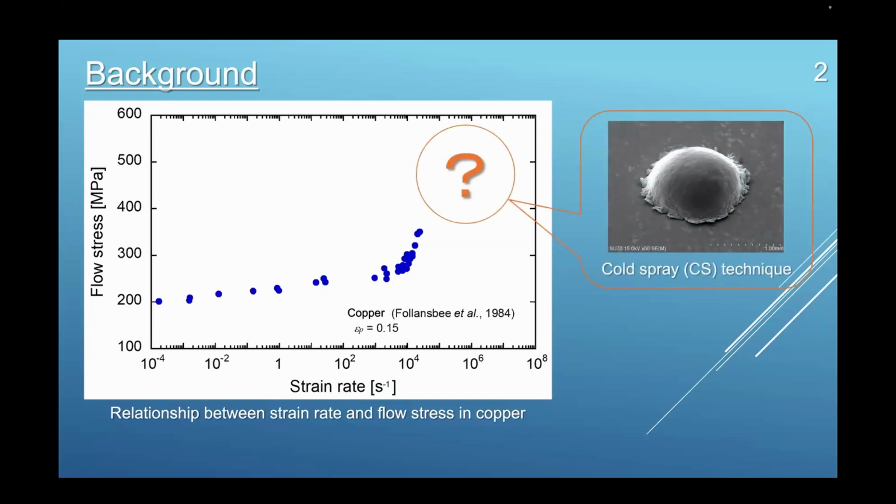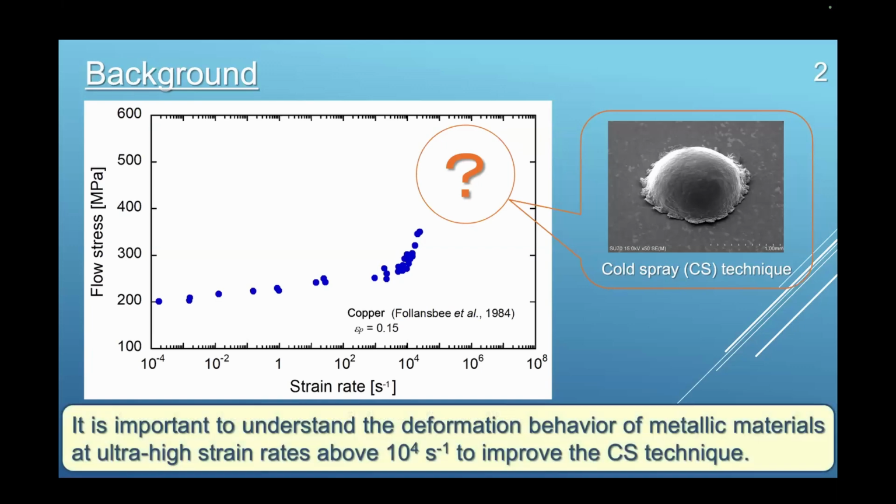Cold spray is one of the coating techniques based on the severe plastic deformation of small particles at ultra high strain rates of more than 10 to the fourth power per second. So it's important to understand the deformation behavior of metallic materials at ultra high strain rates to improve the cold spray technique.